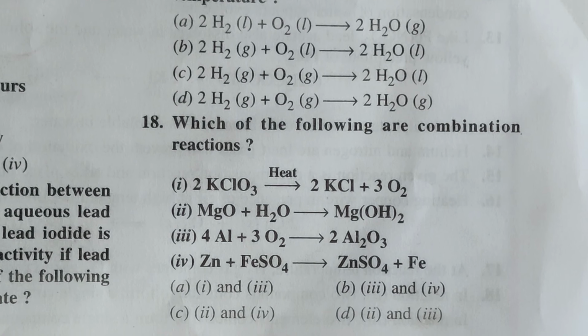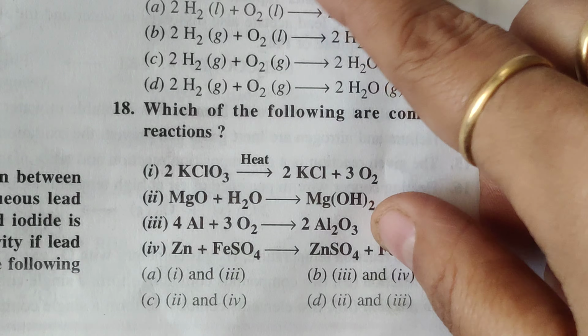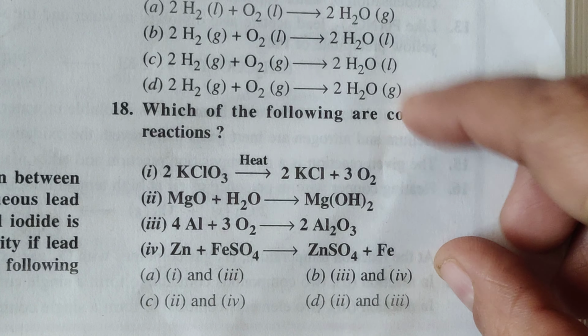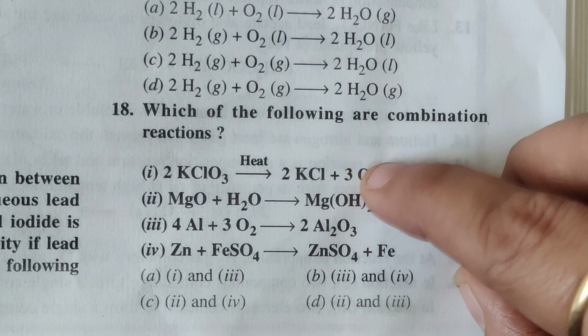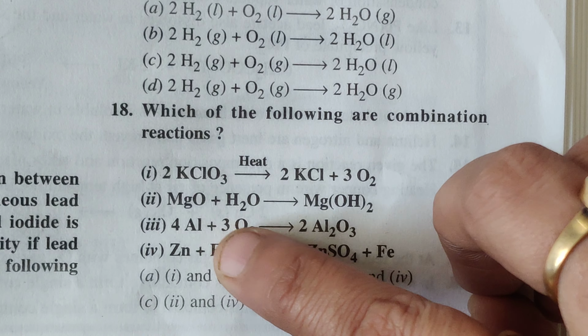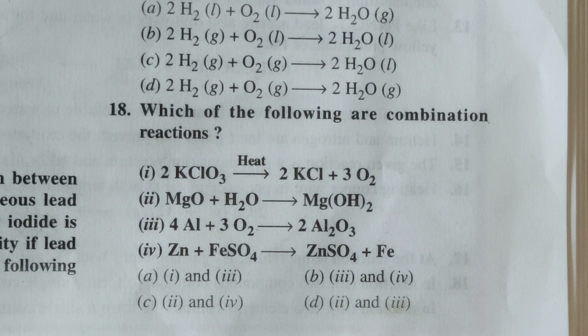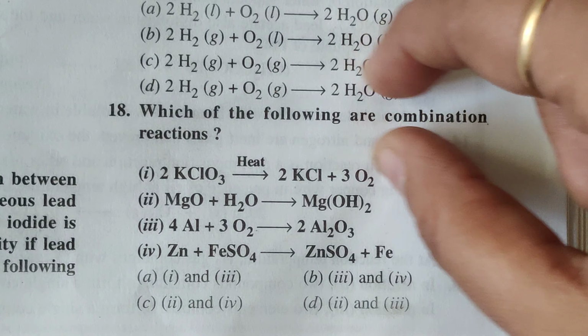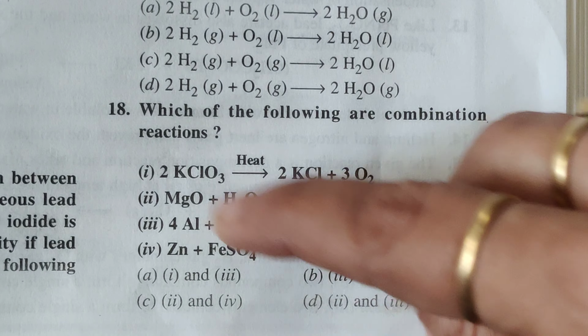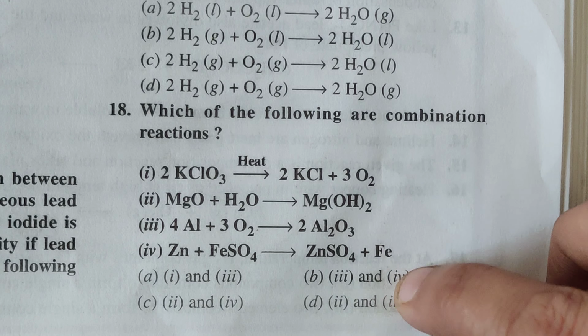Next, which of the following are the combination reaction? Now first one is the decomposition reaction, second one is the combination reaction, third one also is a combination reaction, and fourth one is the displacement reaction. So this question can be framed in any way. You are given a type of reaction and different examples for it. So here 2 and 3 are the only options which are correct for this part.